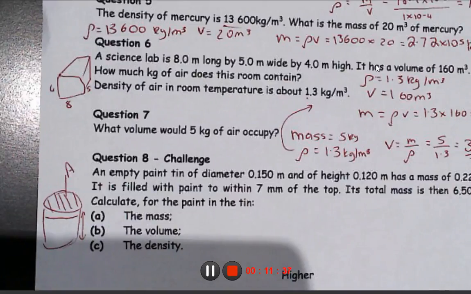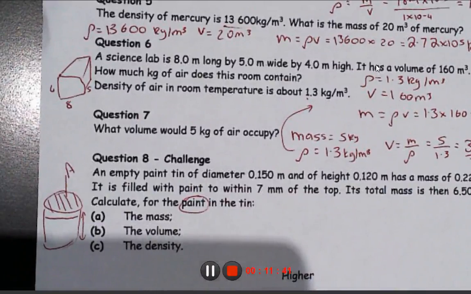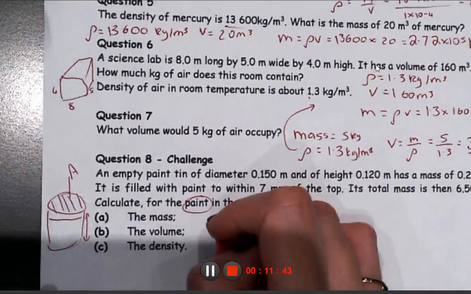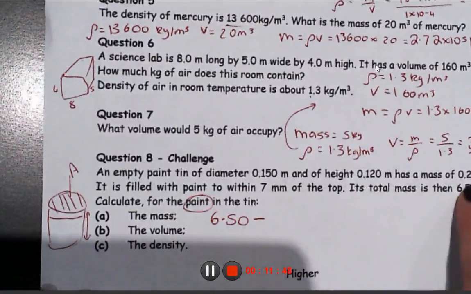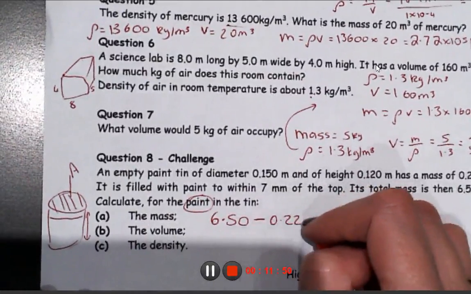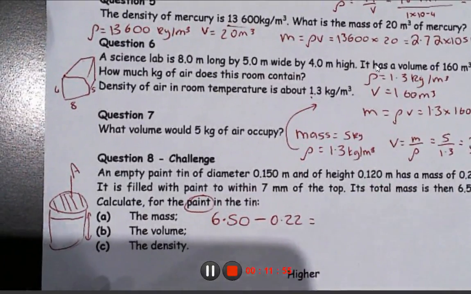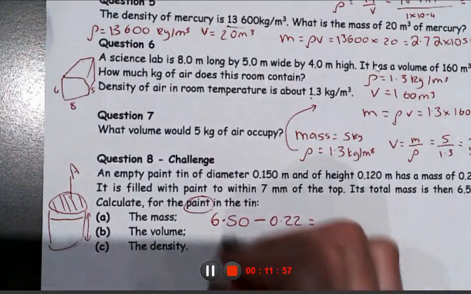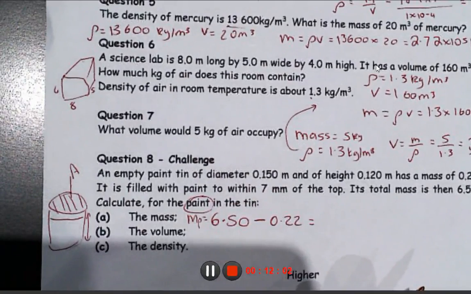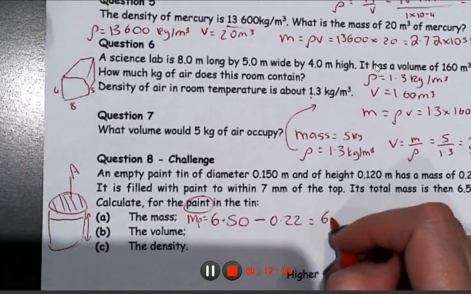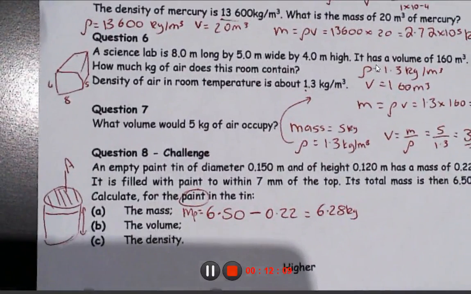Calculate the density for the paint in the tin. So we're only interested in the paint. If the total mass is 6.50 and the tin has a mass of 0.22, if we take the mass of the tin away from the total mass, that will tell us the mass of the paint. So the mass of the paint is going to be 6.28 kilograms.